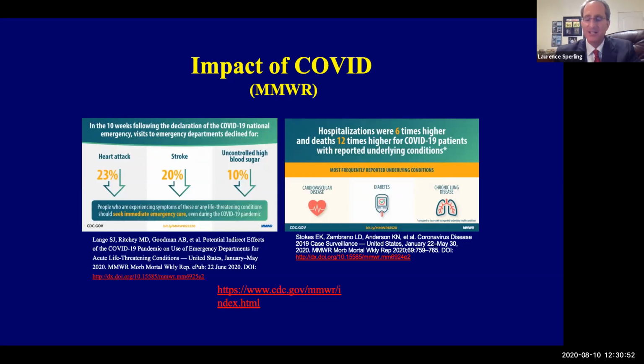On the right-hand side, you can see Dr. Bommer had referenced those living with serious health conditions being at greater risk for COVID-related morbidity and mortality. And this MMWR noted that those who are living with serious health conditions had a 6 times higher chance of hospitalization, a 12 times greater chance of death. And this includes those living with cardiovascular disease, diabetes, and COPD. The next slide, please.